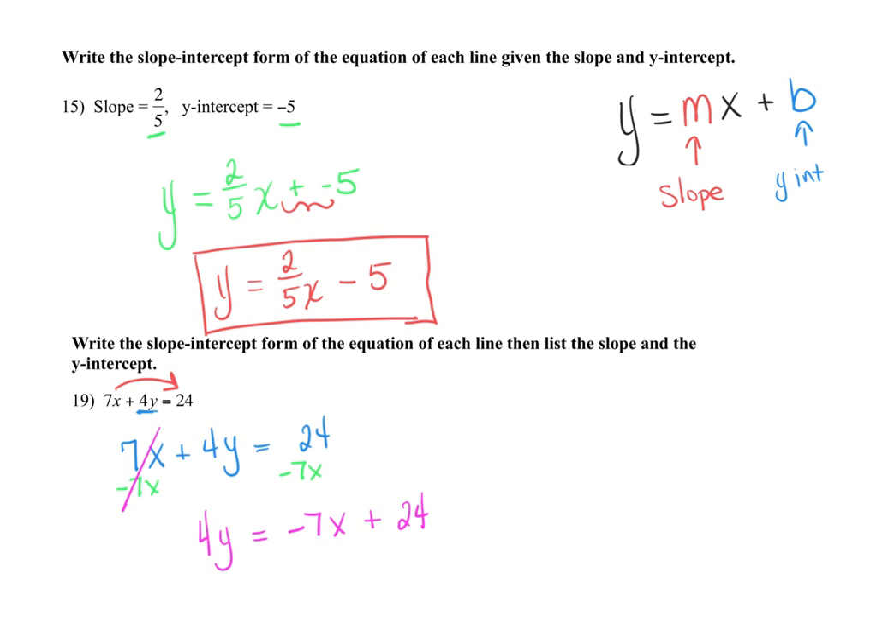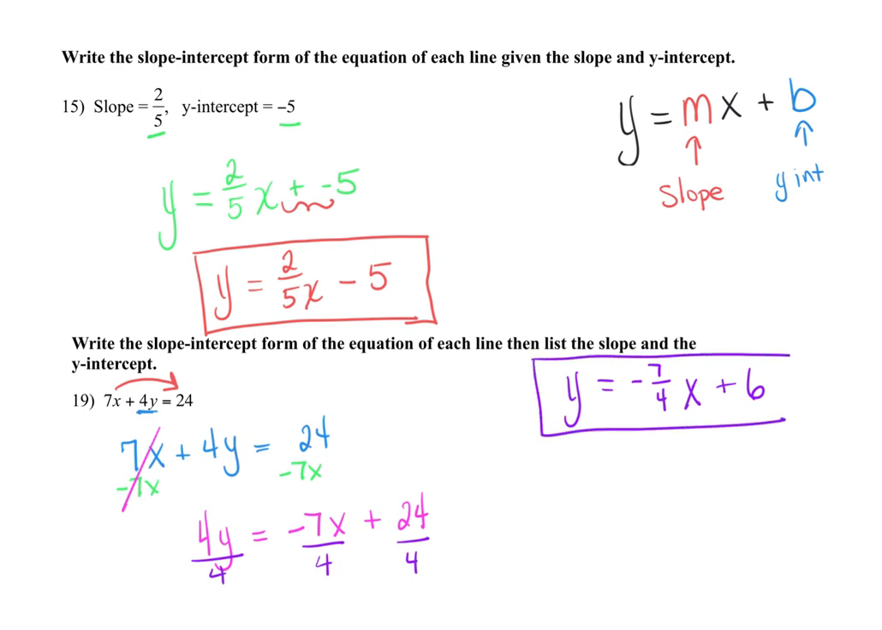And then my last step to get it by itself is going to be to divide everything by that 4. So I'm going to divide every piece by the 4. On the left-hand side, I have the y by itself. You can leave the -7/4 because it will not reduce. So I have -7/4 x. And then 24 divided by 4 is 6. So that's the first piece of this question.